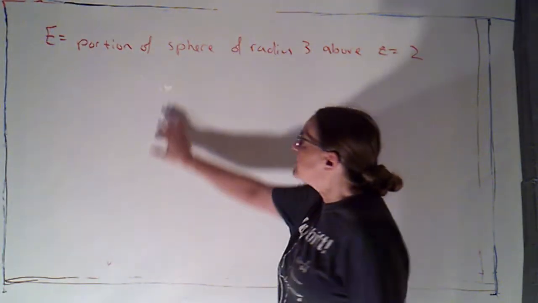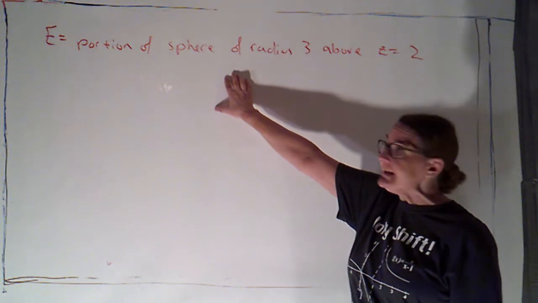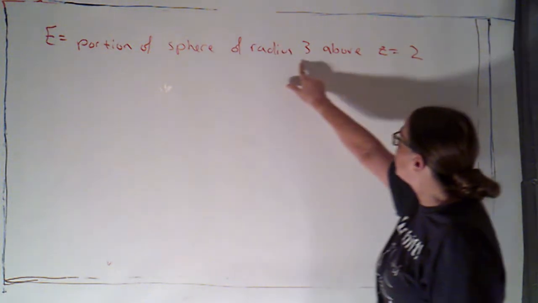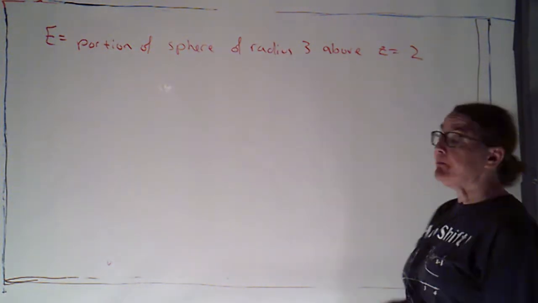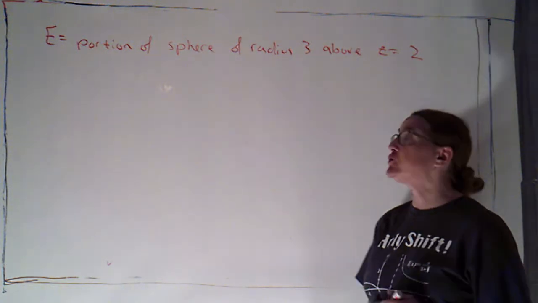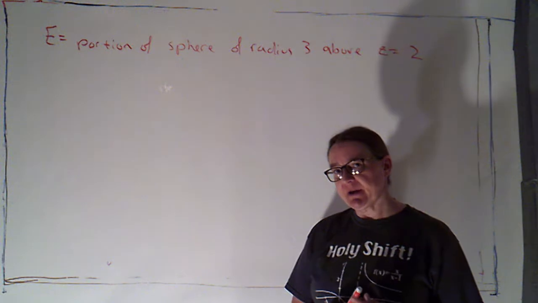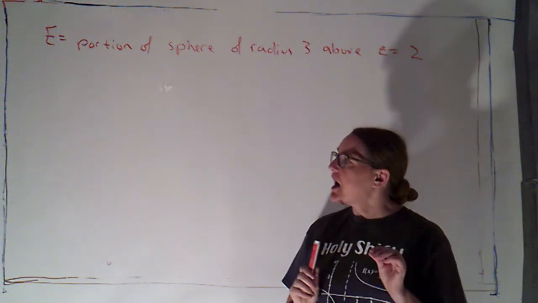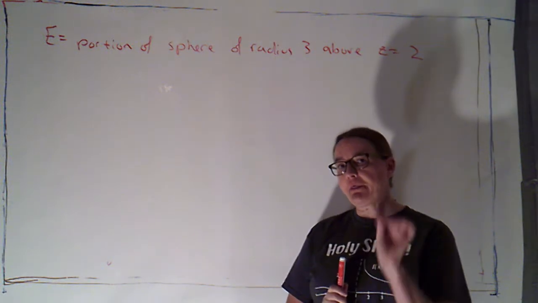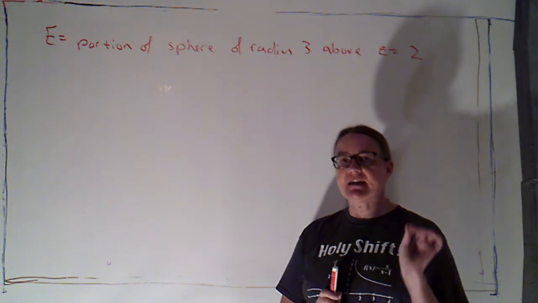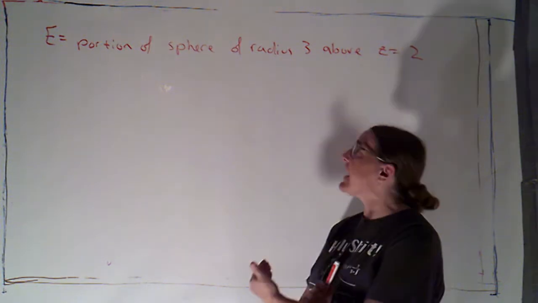Okay, I've described here a region E, which is the portion of the sphere of radius 3 above the plane z equals 2. And what I want to do in this video is set up, but not evaluate, an iterated integral in all three coordinate systems to calculate the volume of that shape.